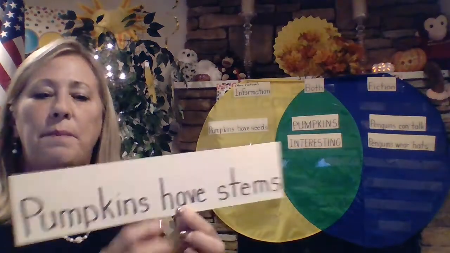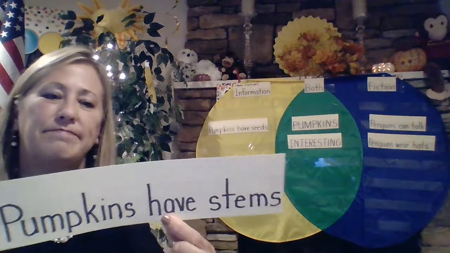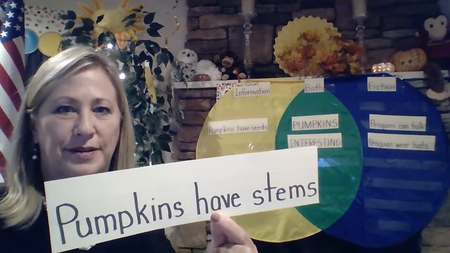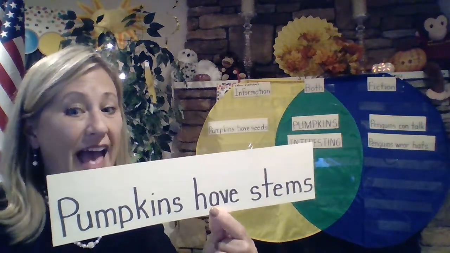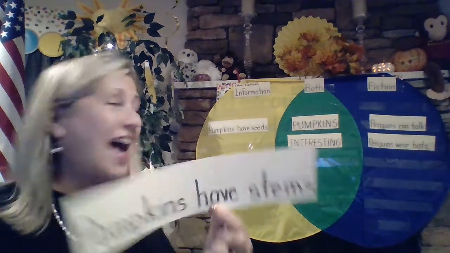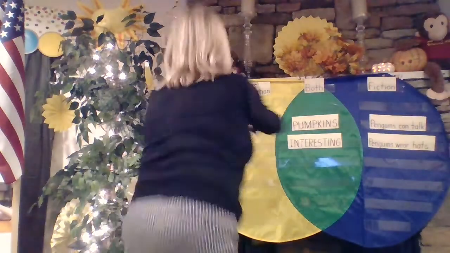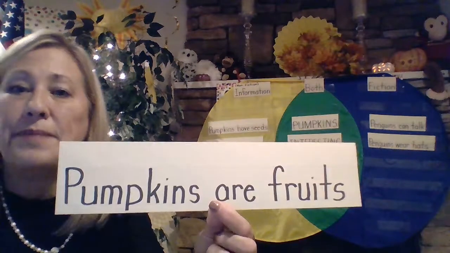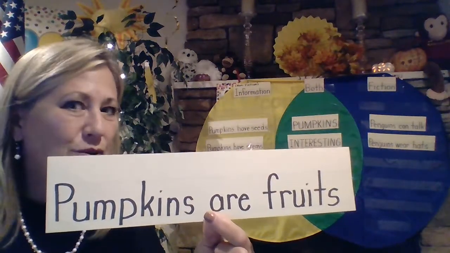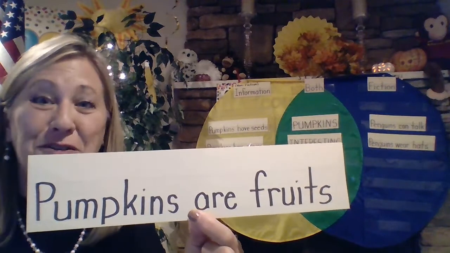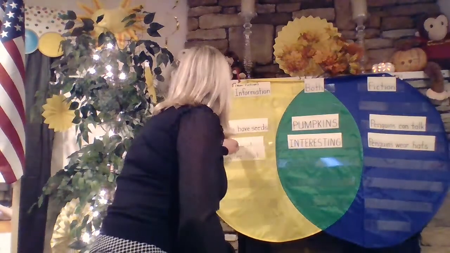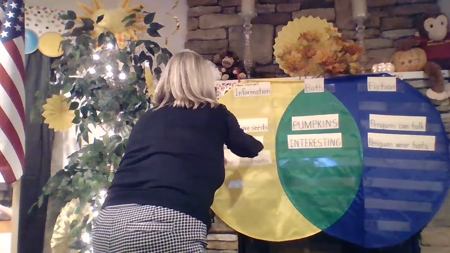How about this one? Pumpkins have stems. What do you think? Is that a fact? Would we find that in an information book or in a fiction book? That is a fact, boys and girls, and we would find that in our fact book. That is a piece of information. Pumpkins have stems. All right, how about this one? Pumpkins are fruits. Do you remember what kind? They are squash, aren't they? Information side is winning. Let's put that right on our information side.